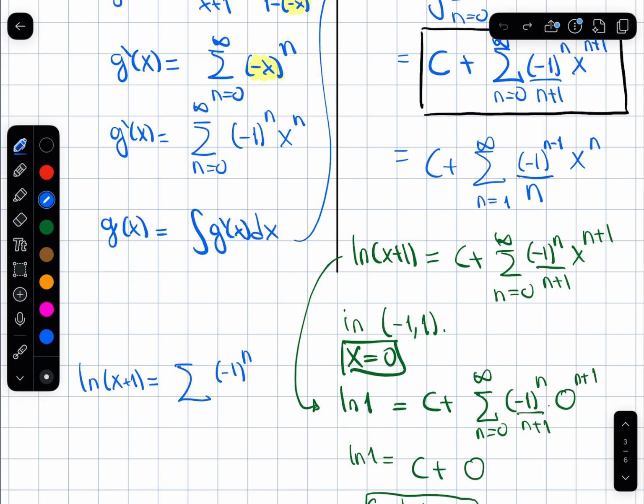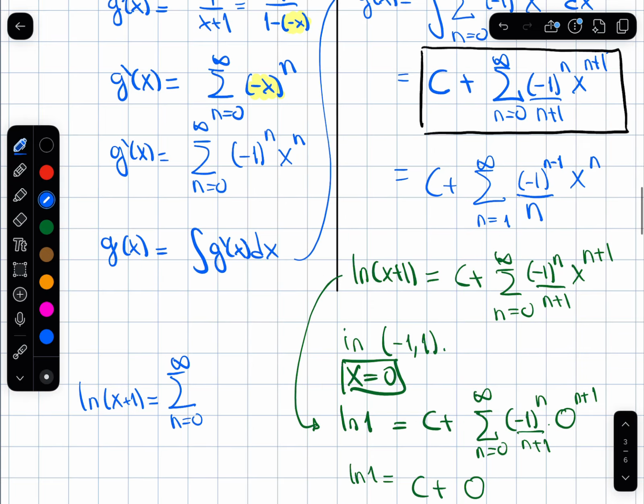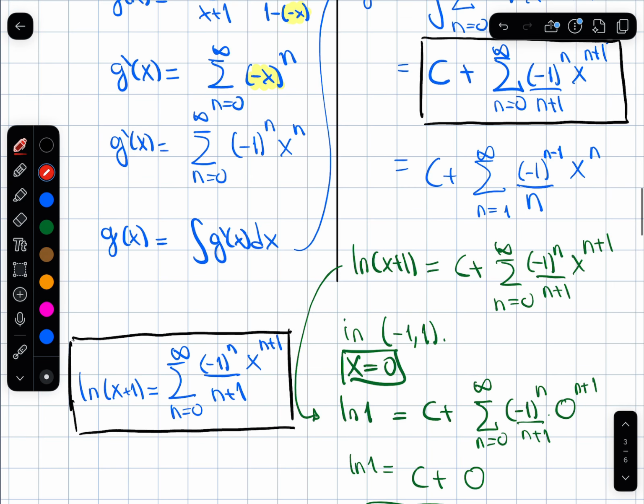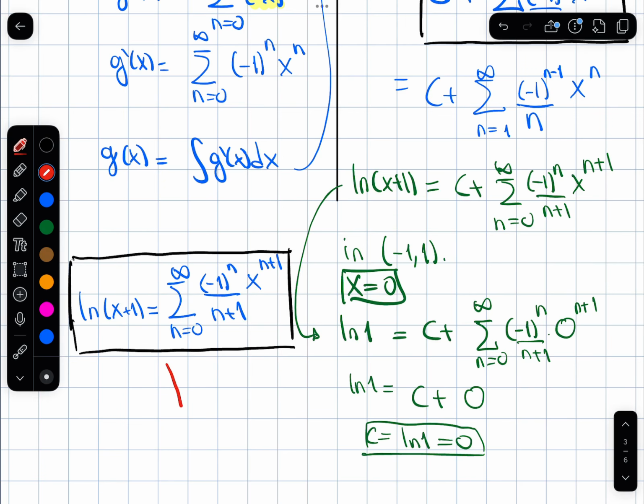Sorry, I said I was going to use the boxed version there, right? And from 0 to infinity, minus 1 to the power n, x to the power n plus 1, all of that over n plus 1. So I'm going to box this. I want you to be able to do this on your tests, but also this is a common power series to use. And so this also is a series that most students in Calculus 3 need to have memorized, okay?